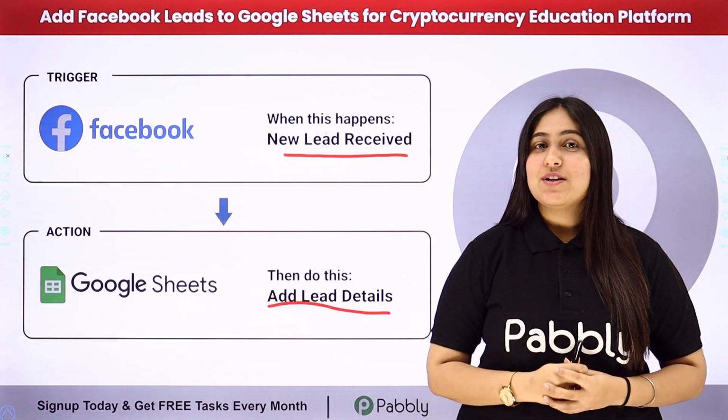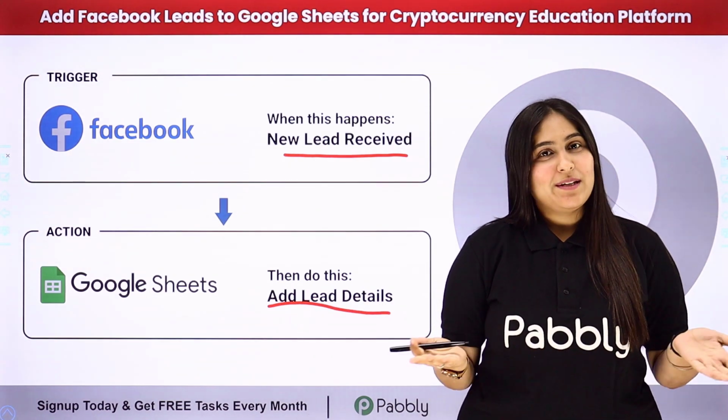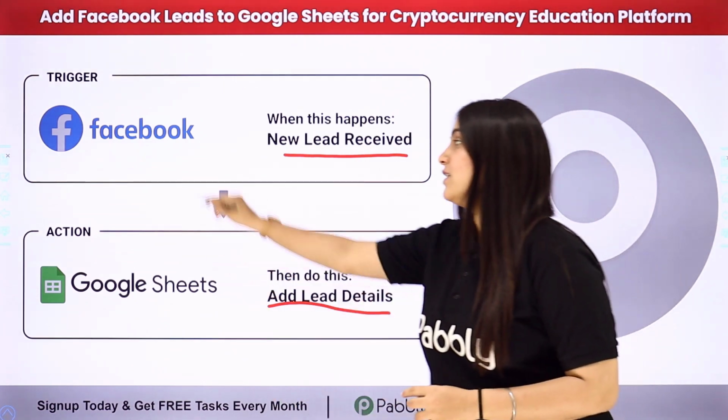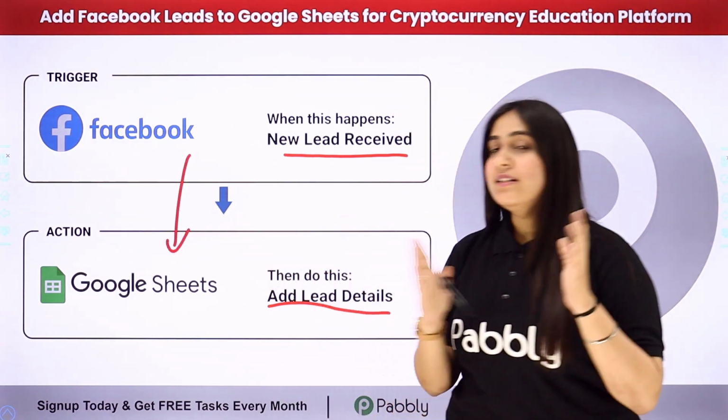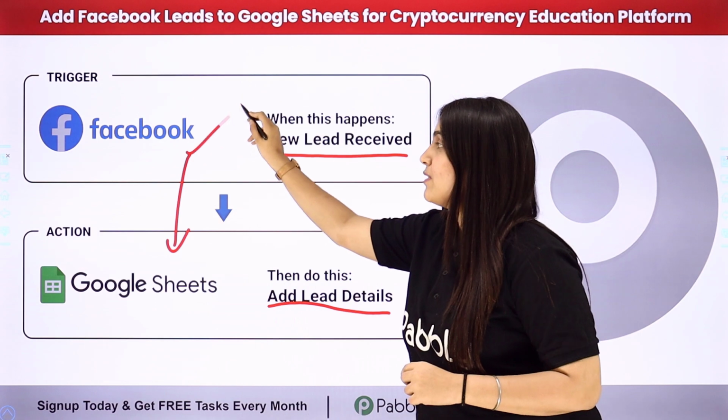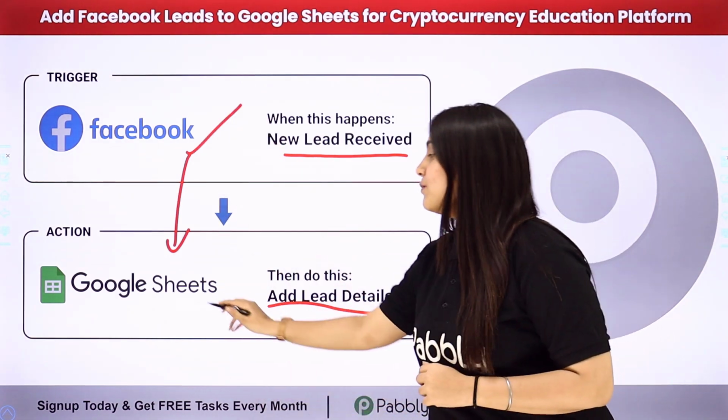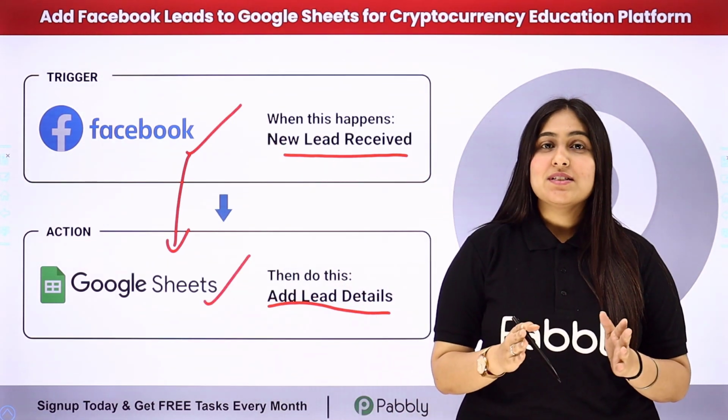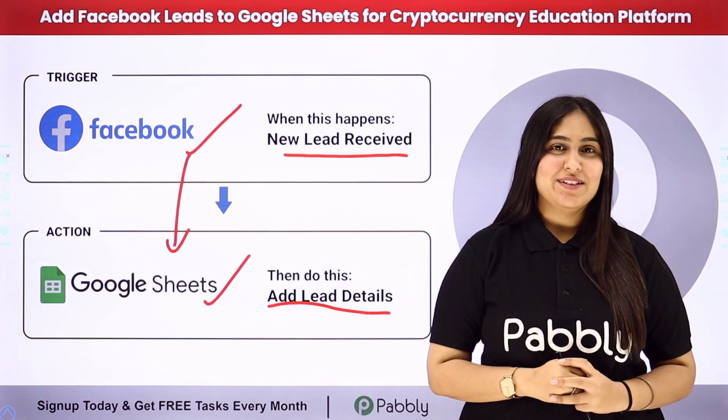To automate this process, we will use an automation software named Pabbly Connect, in which we need to connect a trigger and an action. In this process, our trigger application will be Facebook lead ads and our action application will be Google Sheets. To learn this process step by step, let me take you to my screen.